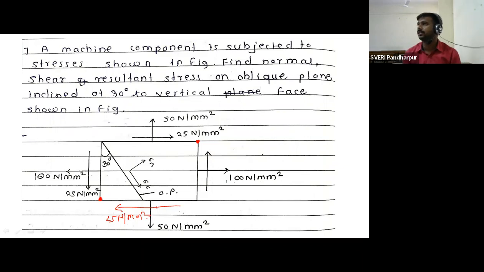So draw the figure. The 30-degree angle is already given with vertical face, ज्यालाच आपण वर्टिकल प्लेन पण म्हणतो किंवा मेजर प्रिन्सिपल प्लेन पण म्हणतो. Draw the figure, represent all the stresses on the figure, sigma x, sigma y, their magnitudes, their natures, both are tensile. Tau.